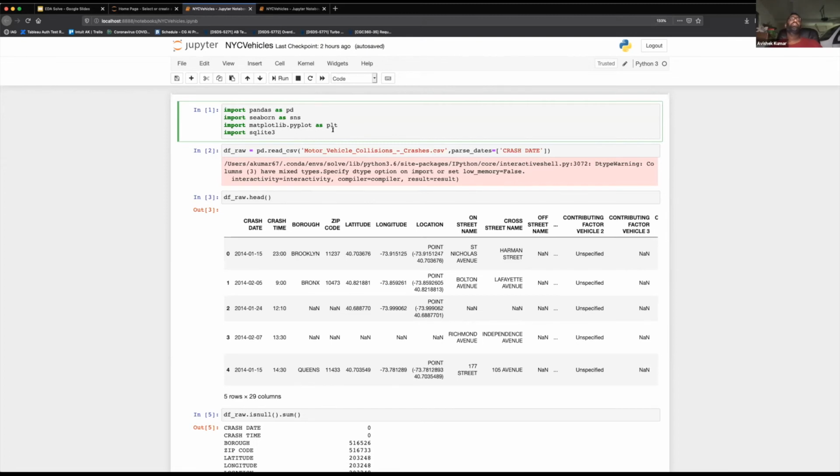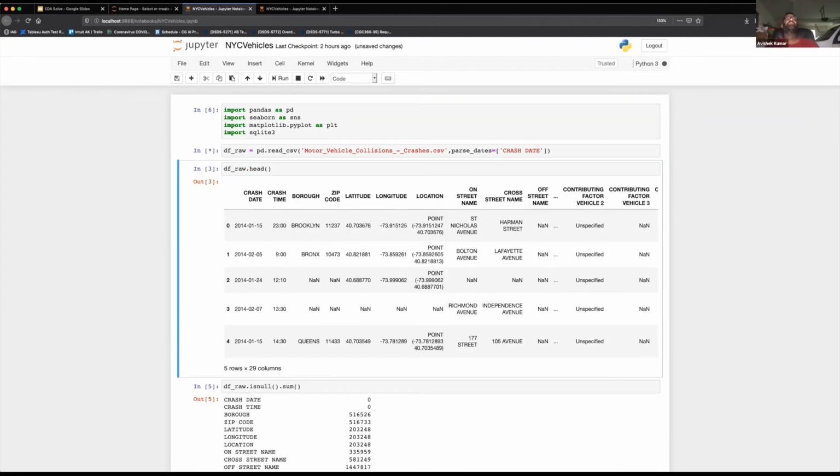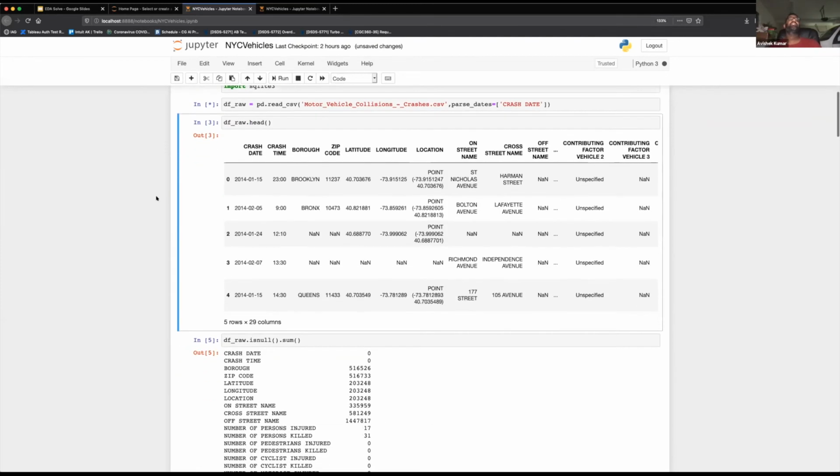Okay. So my modus operandi is to try to do as much in SQL and then do a limited amount in Python. So let's hope this works. It worked a few minutes ago. So if we load this data, first we want to understand what it is.